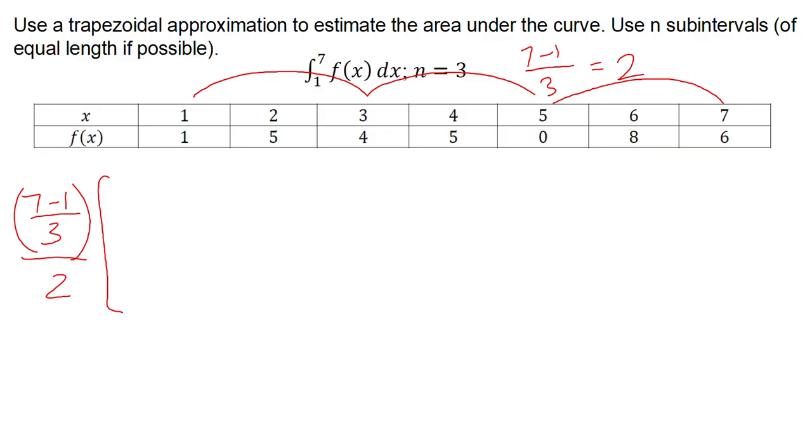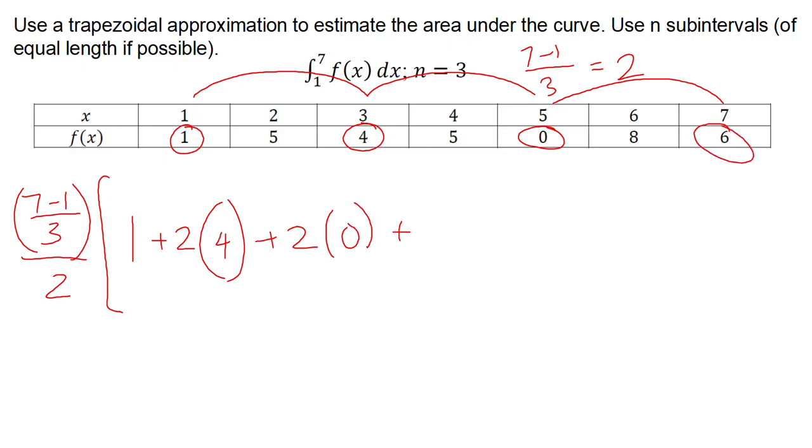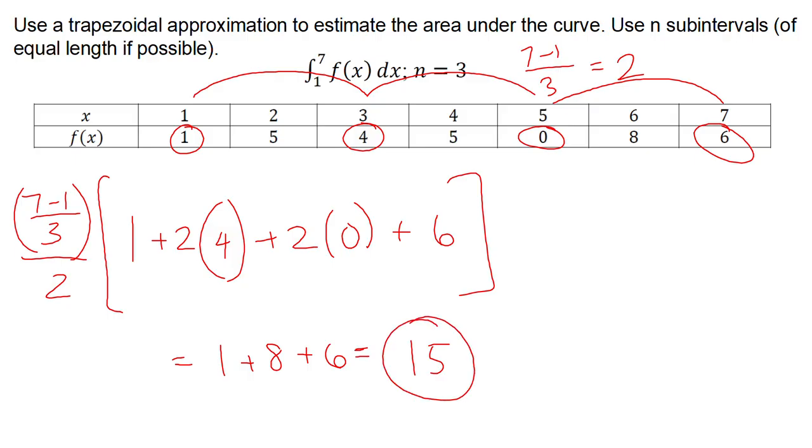I'm going to do that b minus a, I'll write it out again, b minus a over n divided by 2. And then we'll do the first y value, which is the y value at the start of my subinterval, that's 1, plus 2 times the y value at the end of the first and beginning of the second subinterval, so that's 2 times 4. And then 2 times, this one will just be 0. And then the last one, again, because it's only used as the end of that last interval, it's not used for the start of another one, it's just one of those. And so we had 7 minus 1 over 3, which was 2, and then 2 divided by 2 is just 1. So we just end up with 1 plus 8 plus 6, which is just 15.